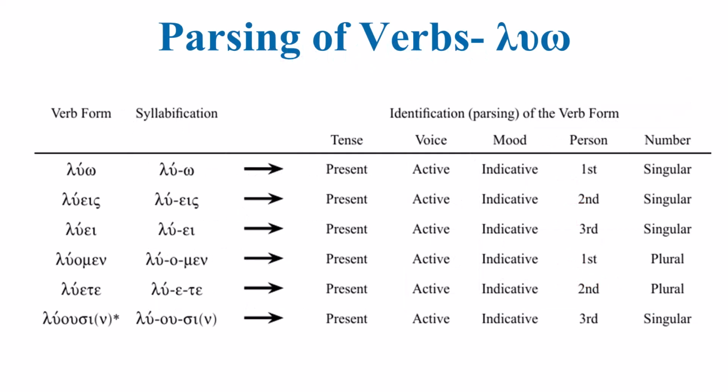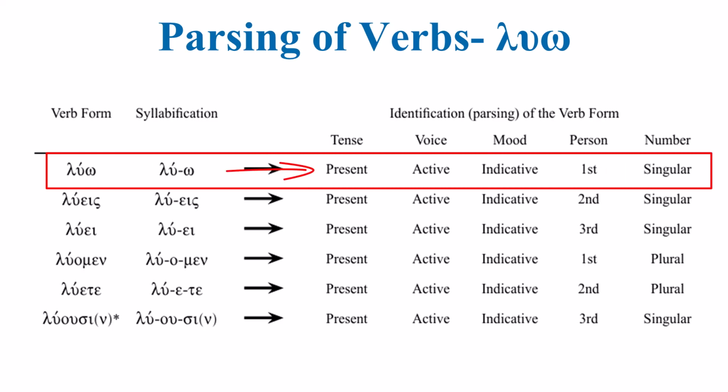For example, how do you parse the word luo? So this is how you parse the word luo. When you're looking at luo, which is the first word there, the tense is present, the voice is active, the mood is indicative, the person is first person, and the number is singular. The translation is I lose, because luo from the vocabulary means I lose.